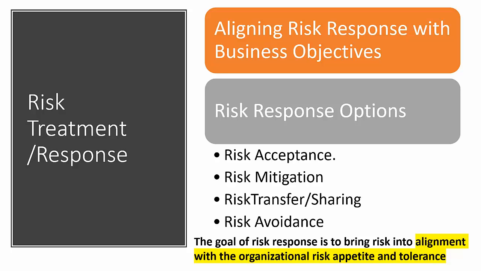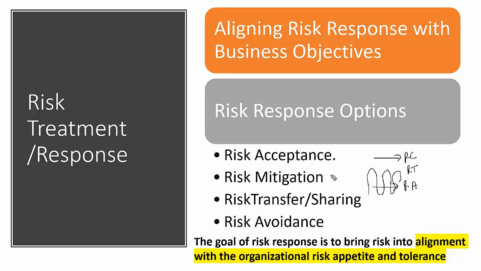Whenever we need to respond to any particular risk, the goal of the risk response is to bring the risk into alignment with the organization's risk appetite and tolerance level. For example, this is my risk capacity, which is the maximum risk that we take. You can check my CRISC introduction and domain 1, in which I have explained in more detail what risk capacity is and what is called risk appetite. And this pointer is what we call risk tolerance.